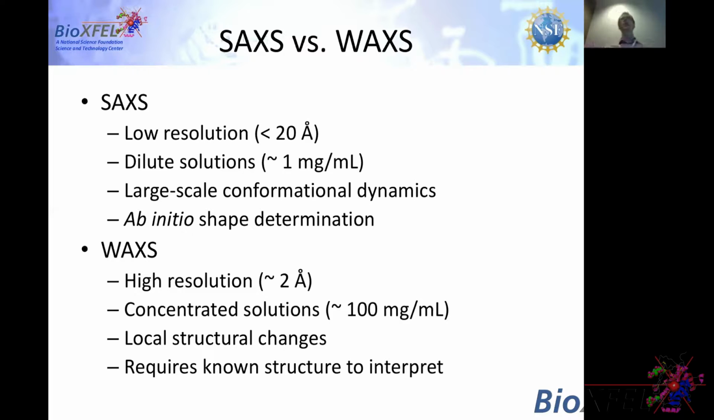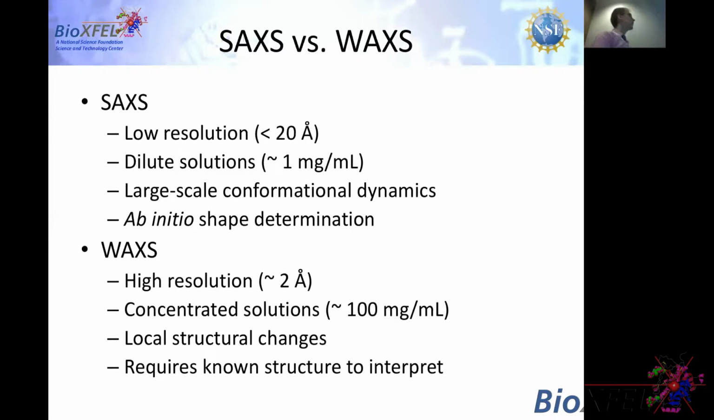So when you collect out to 20 angstrom resolution, you actually have much less information than you would typically get at 20 angstrom resolution. One of the advantages of SAXS is that it can be done at very dilute solutions. With synchrotron sources, you can do things down to 1 mg per mL and get very reasonable signals for a range of sizes of protein. SAXS is very good at revealing conformational dynamics on a large scale. So things like large motions of arms and molecular machines are very amenable to small angle X-ray scattering. Additionally, because small angle X-ray scattering contains the lowest angle information, we can do ab initio shape determination. You can get some shape information just from your SAXS pattern by itself.